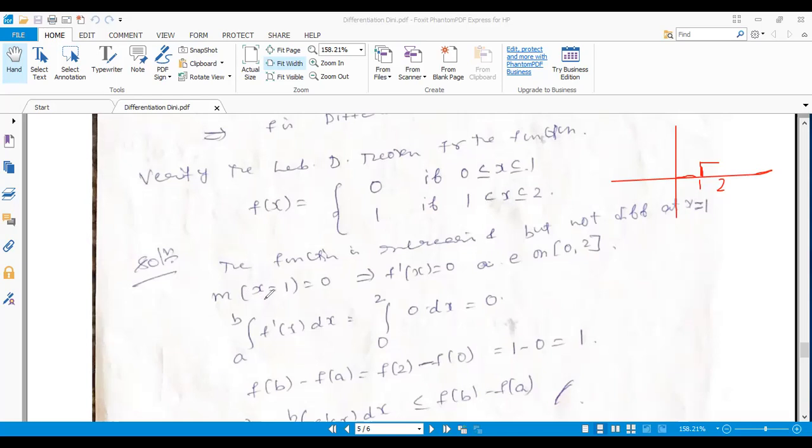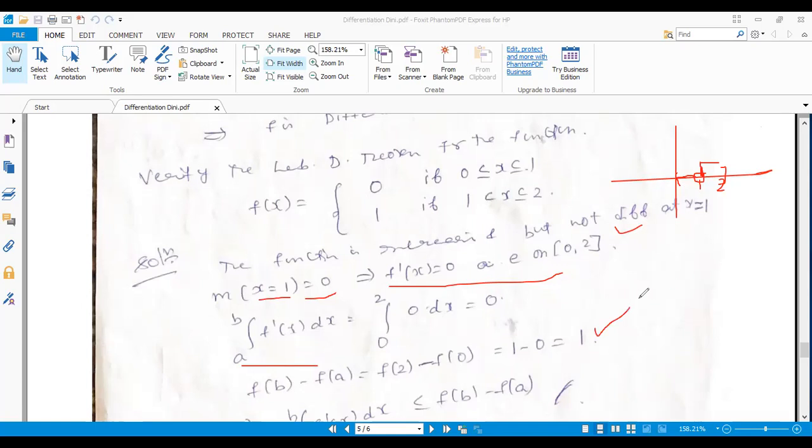Then the measure of the point x equal to 1, the measure of a singleton element, is 0. Therefore, f dash x is equal to 0 almost everywhere in the complete interval 0 to 2. Even if it is not continuous, it is differentiable almost everywhere as a measurable function. Here the integral from a to b of f dash x dx, where the interval becomes 0 to 2, f dash x value is 0 at those points. Then f of b minus f of a means f of 2 minus f of 0. The f of 2 value is 1 and f of 0 is equal to 0, so you get 1.